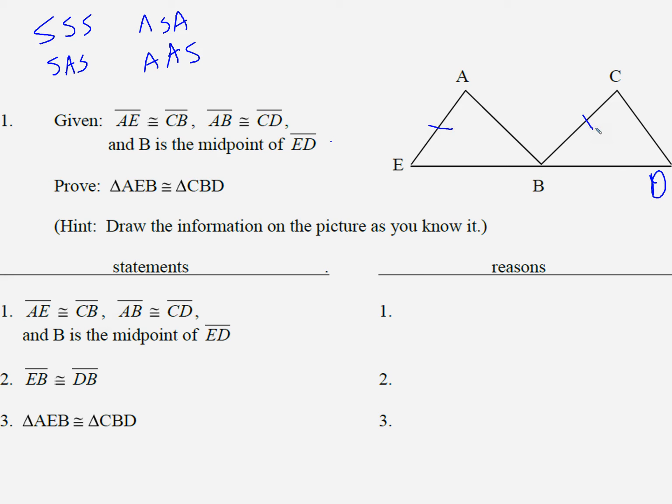Also, I'll just mention this here. These are not always drawn to scale. AB, that's right here, is congruent to CD. So that's this one here. And B is the midpoint of ED. This is the given, so we can write that in there.